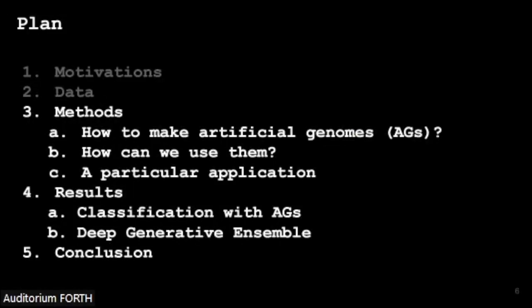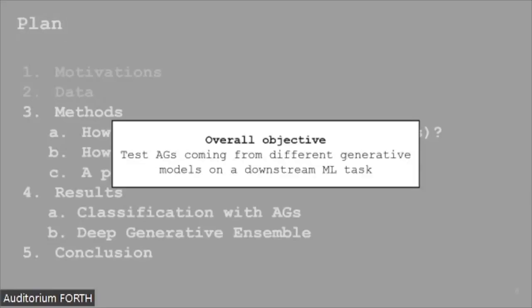And so I will give a brief plan for the next minutes. I will talk about generative modeling in general, but this is not the focus of my talk. Then I will give some applications of how we can use them. I will move on to the particular application that we chose, which is ancestry inference. And then I will give some results on this task, which is going to be a classification task. The overall objective of this presentation is that I will compare artificial genomes coming from different generative models and test them on this downstream population genetics task.